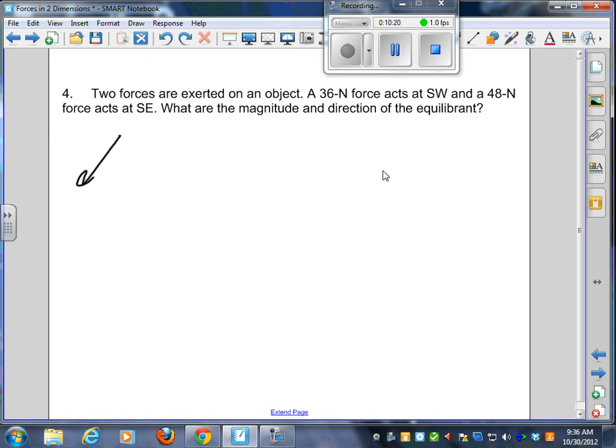I'm going to draw my 36 newtons like this. It's southwest. Let's just call this force 1. I'm going to call the other one force 2. So this one's going to be F1V. This one's going to be F1H. So F1V is, this time it's adjacent, so it's going to be 36 cos 45. We know it's 45 because it says exactly southwest. So 36 cos 45 is 25.5.